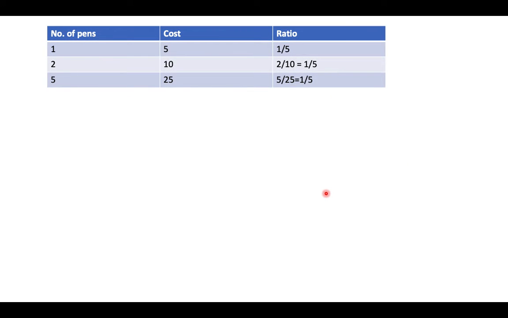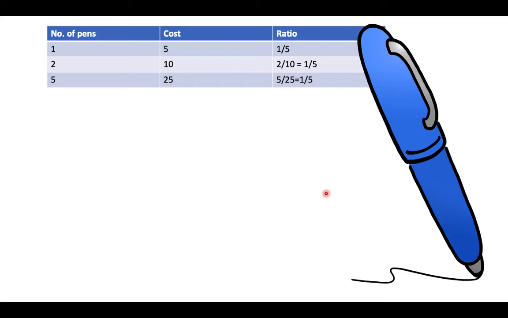Suppose you are going out to buy pens. The shopkeeper tells you that the cost of one pen is 5 rupees. So the ratio is 1 upon 5. Now obviously, what will be the cost of 2 pens? That will be 10 rupees. So if you find the ratio of the number of pens and the cost, it will come out to be 1 upon 5. Similarly, the cost of 5 pens is going to be 25, and the ratio between the number of pens and cost will be 1 upon 5.